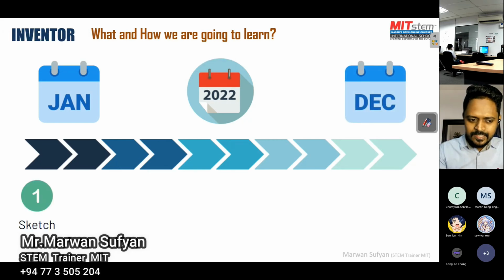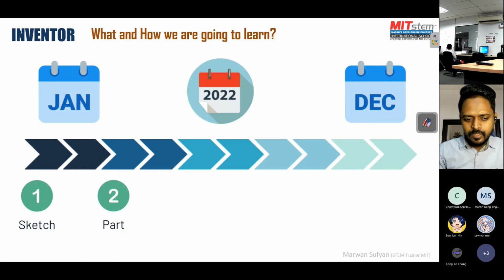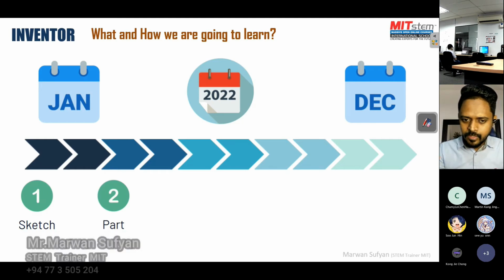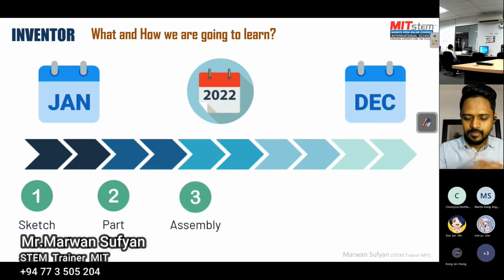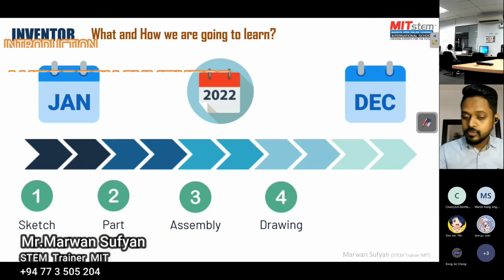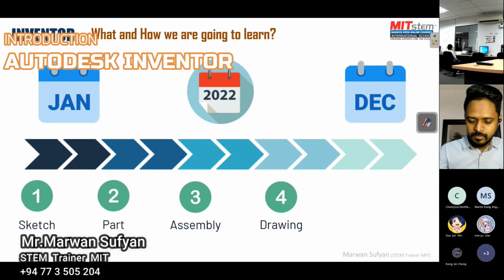The number one is sketch. And the second thing is, from the sketch, we develop the parts. Now, if you take a product, the product is made out of multiple parts. So using the parts, we do the assembly. That is the third thing. Then we can move to the drawing. This is called drawing and documentation. Once you learn these four headings, you'll be confident in Inventor.